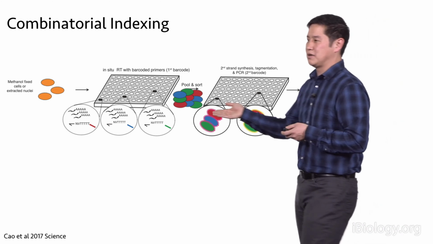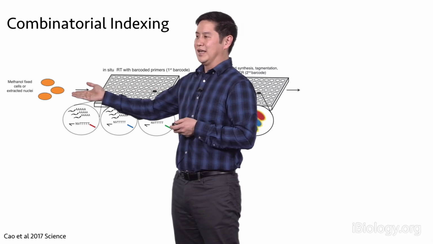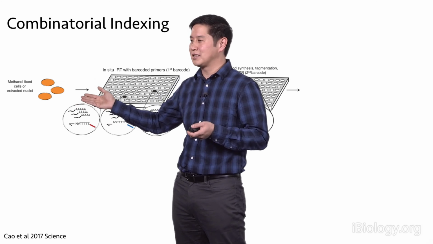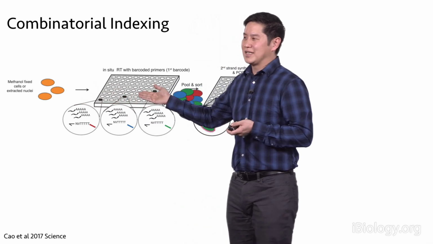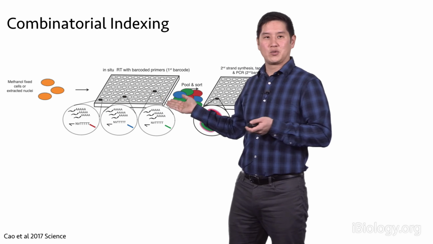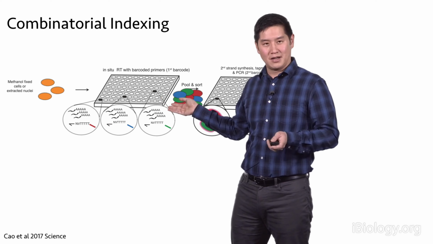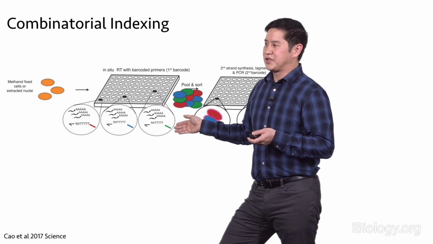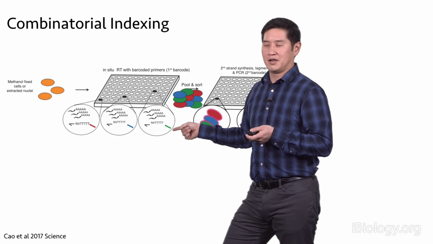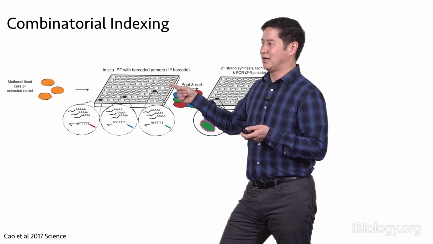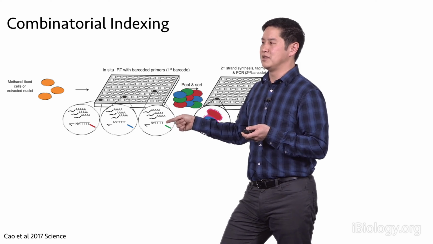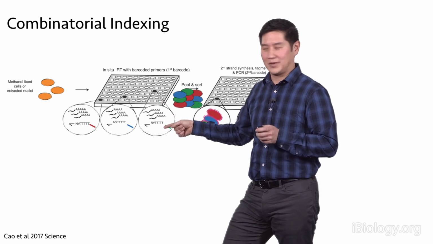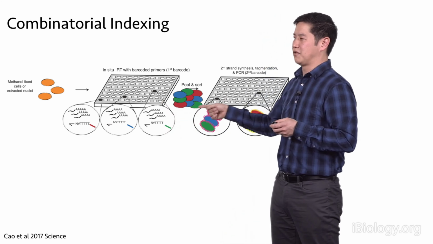And the way this works is that you have fixed cells on the right. So these are fixed and permeabilized cells so that reagents can flow in and out of the cells. You sort maybe a few dozen cells into each well of this 96 well plate. So you're not dealing with single cells. There are still multiple cells in each well of the plate. You undergo a reverse transcription reaction with a barcoded oligo dT. So in each of these wells, you have a different barcoded oligo dT. So all the cells within each well will have the same barcode at this step, okay? And this is depicted by these colors over here.